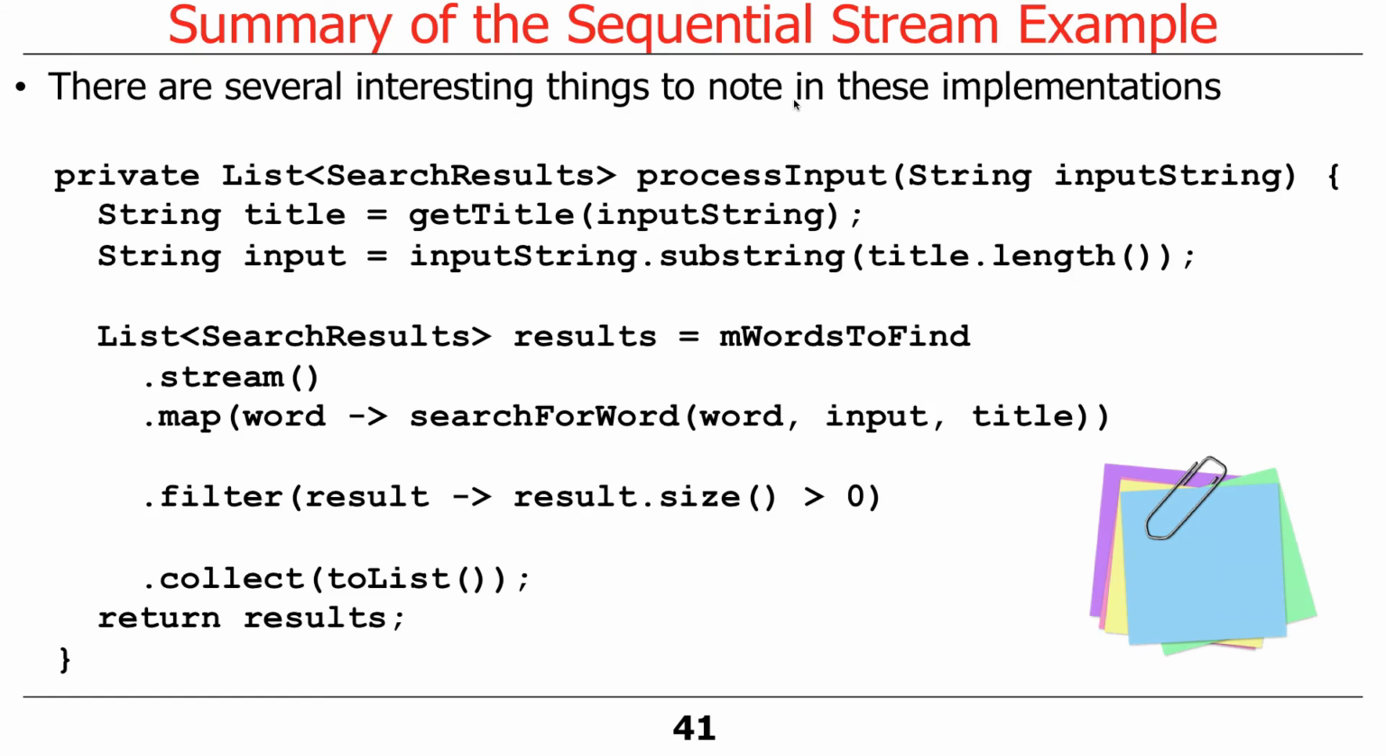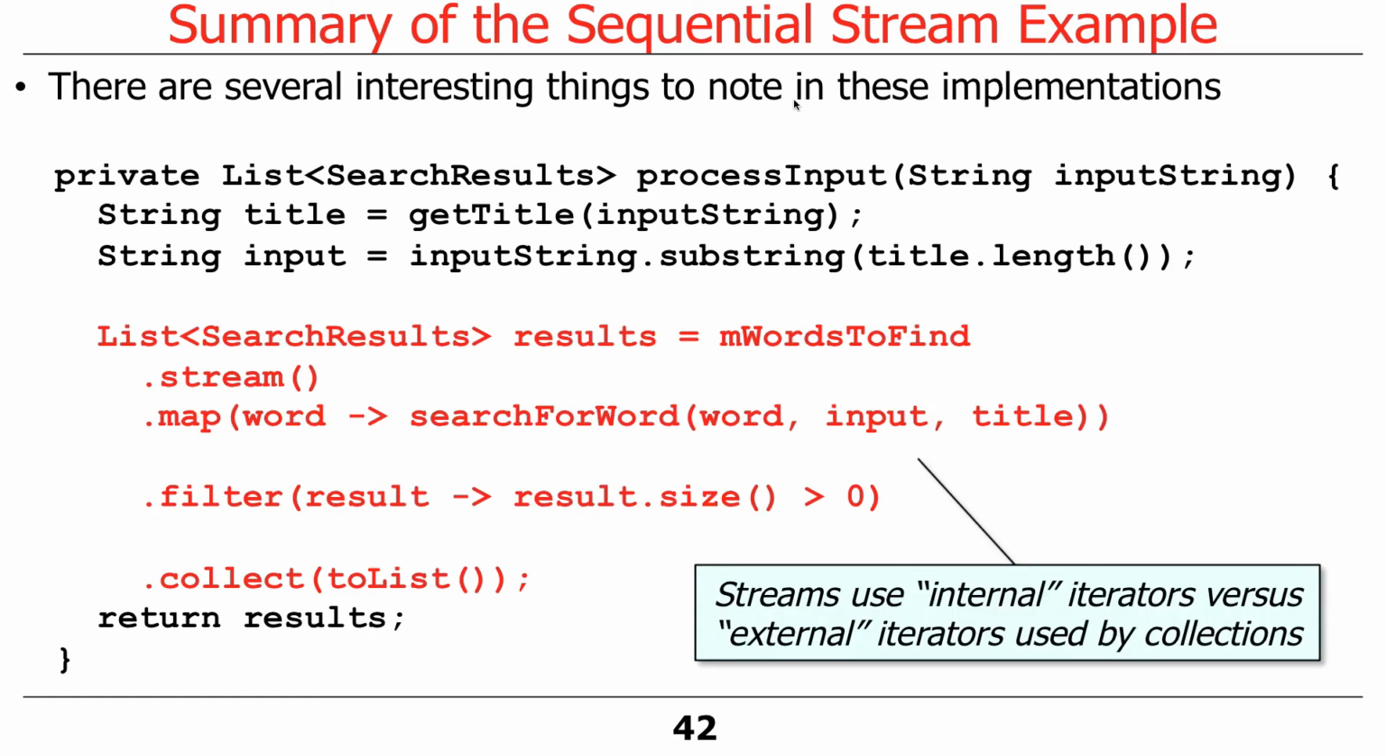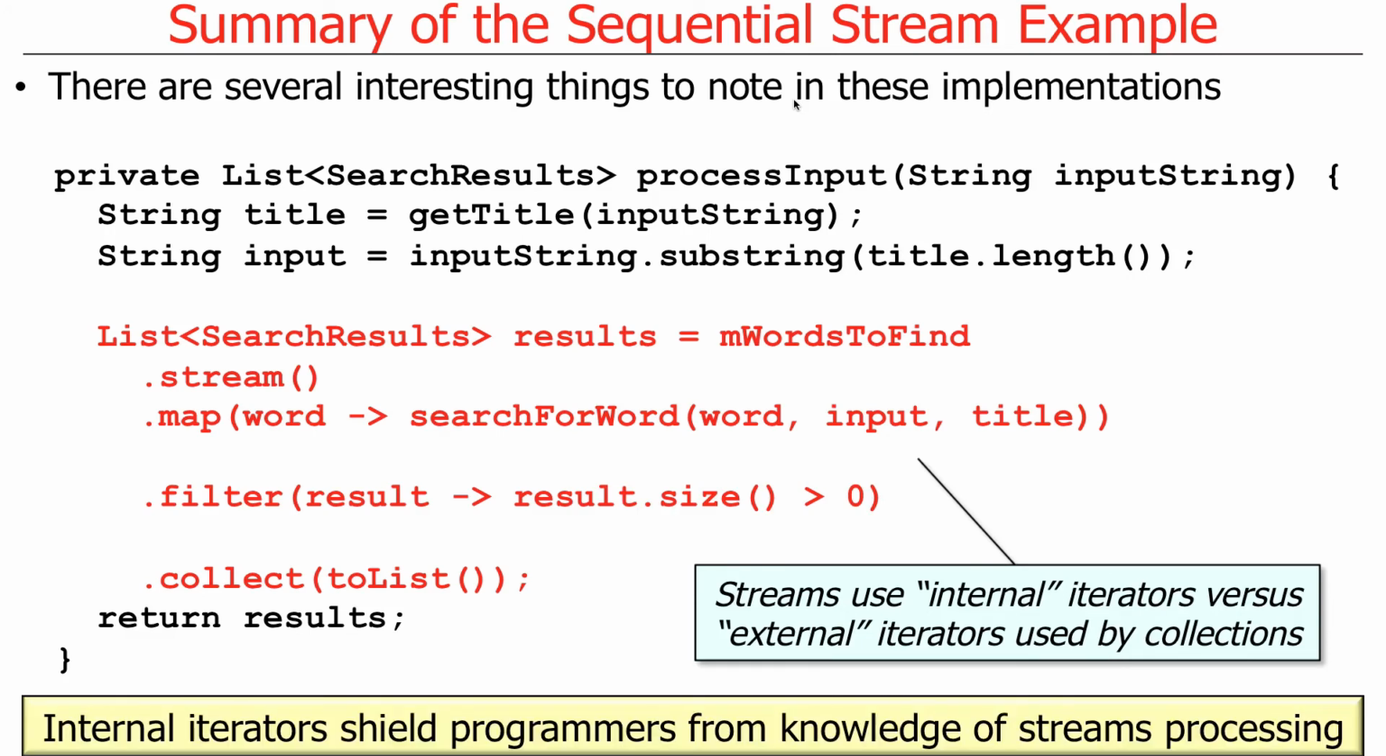So, kind of summarizing this, there's a couple of things that are interesting to note. One thing to note, and we'll talk about this more next time probably, is that streams use internal iterators versus the external iterators you're accustomed to working with containers. If you work with normal containers, you're accustomed to using a for each loop on the container. Streams don't do that. They use internal iterators, and there are certain pros and cons of that, which we'll talk about in more detail. The main pro here is that the internal iterators shield the programmers from any knowledge of the way it works under the hood.